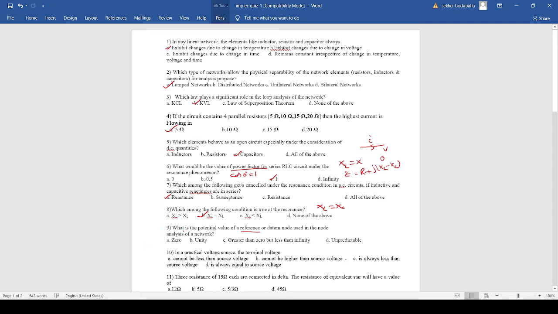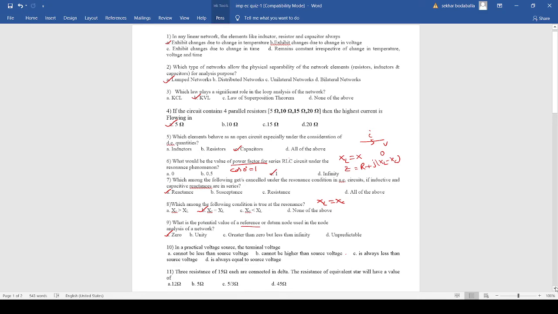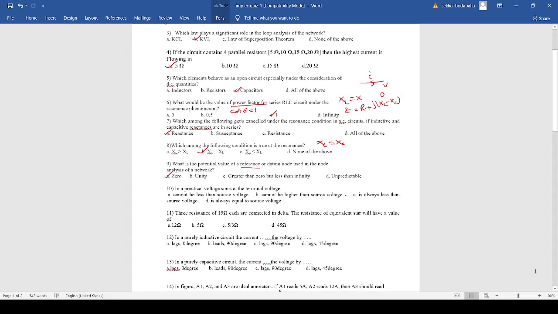Ninth question. What is the potential value of a reference or datum node used in node analysis of a network? So reference node voltage is 0. So option A is the correct one. 10th question. In a practical voltage source, the terminal voltage is always less than the source voltage. See, the practical voltage source looks like this. So there will be source resistance in a practical voltage source.